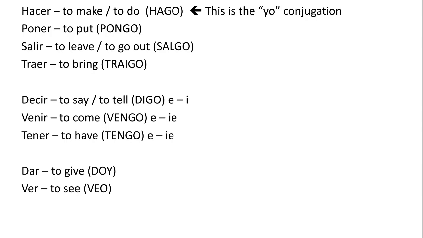Decir is to say or to tell, and that becomes digo, and this is an E to I stem changer. Venir is to come, and that becomes vengo. That one is E to IE. And tener, you already know. Tener is to have, and that becomes tengo. All right, and the last two down here, we have dar is to give, and that becomes doy for yo. And ver is to see, and that becomes veo for yo.